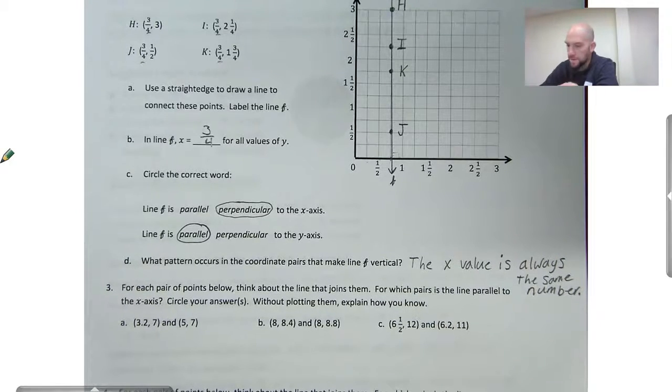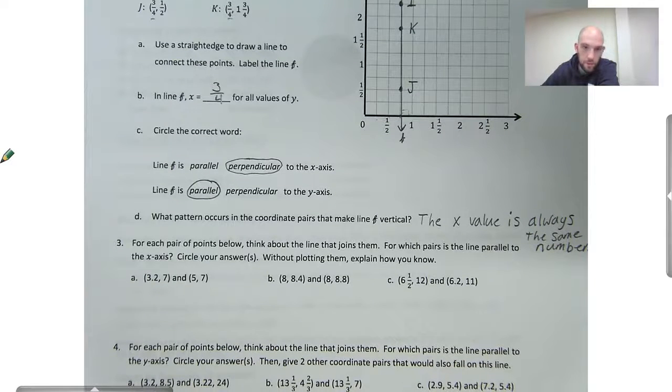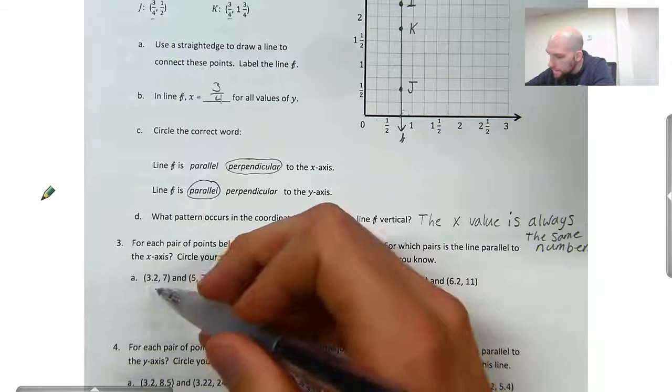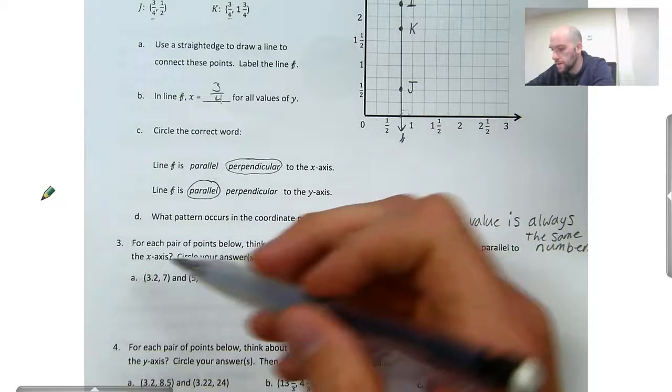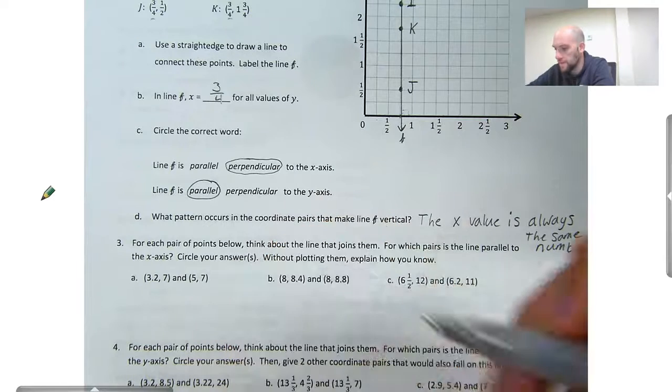Then it says, this next one is number 3. For each pair of points below, think about the line that joins them. For which pairs is the line parallel to the x-axis? Circle your answers without plotting them and explain how you know. So we have 3.2 and 7, and 5 and 7.